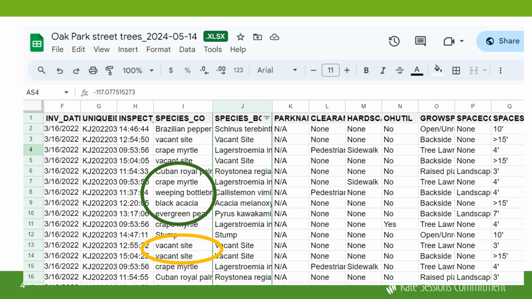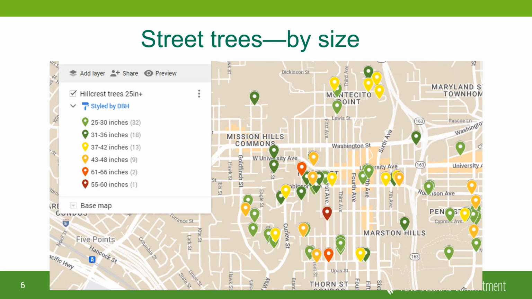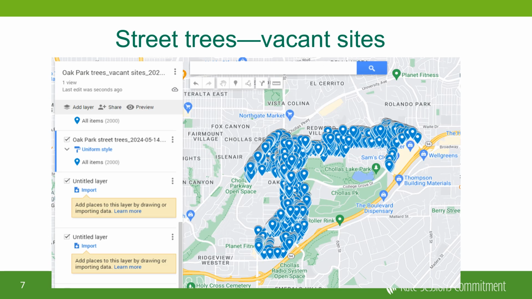The data are in a spreadsheet with common name, diameter range, height, latitude, and longitude, also vacant sites. This street tree data can be displayed in Google My Maps, here shown by species, and here by diameter range. These are large street trees in Hillcrest.